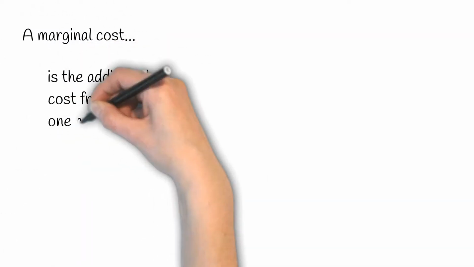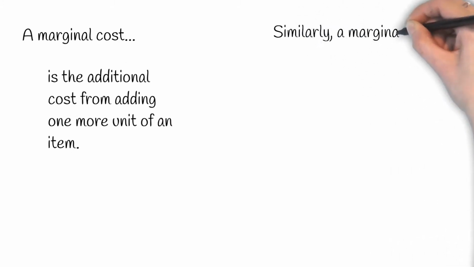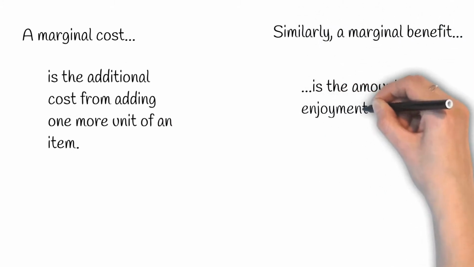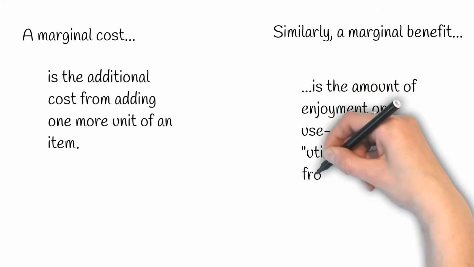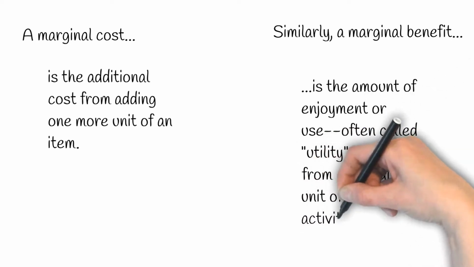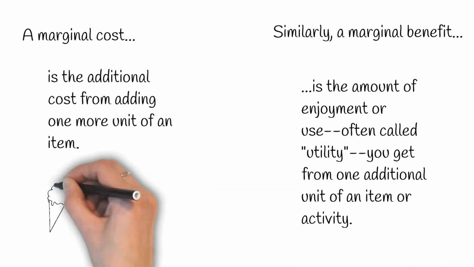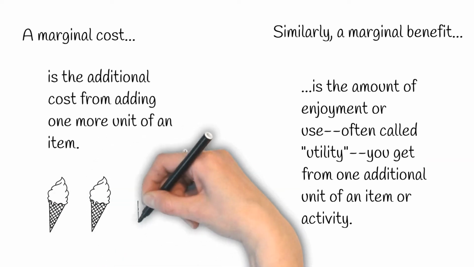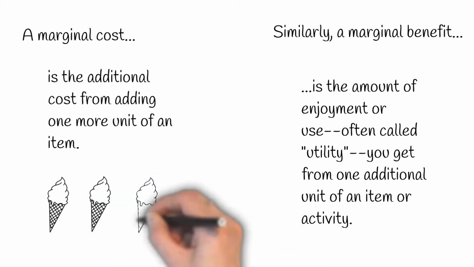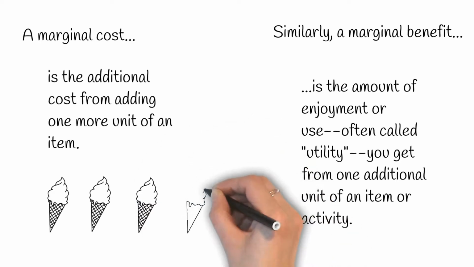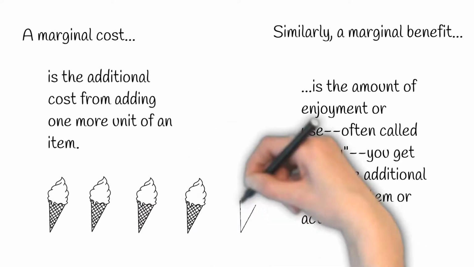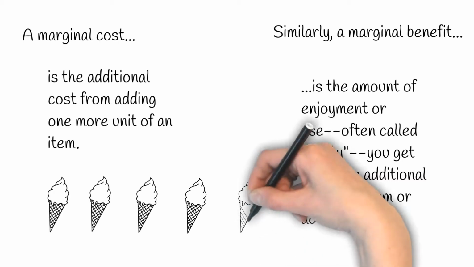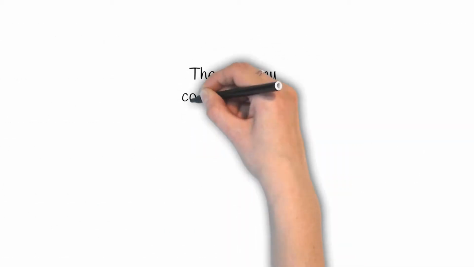A marginal cost is the additional cost from adding one more unit of an item. And similarly, the marginal benefit is the amount of enjoyment or use, sometimes called utility, that you get from one additional unit of an item or an activity. So we may have to pay the same amount for our second or third or fourth ice cream cone, but we probably don't get the same enjoyment from those later ones.